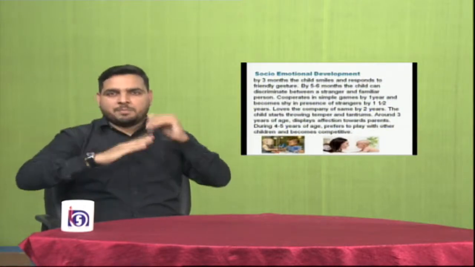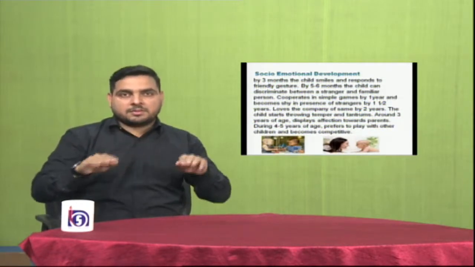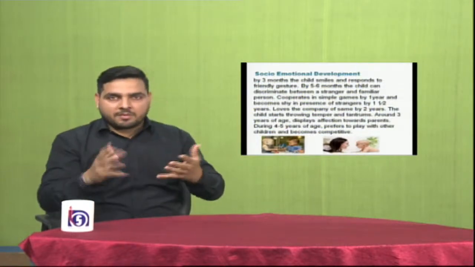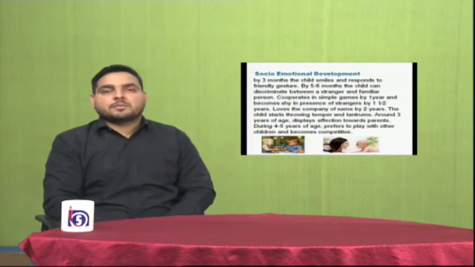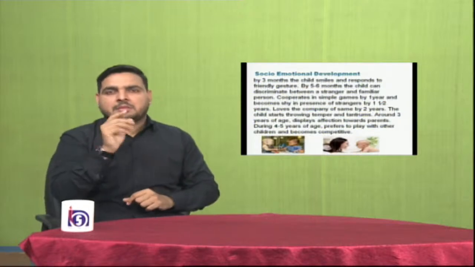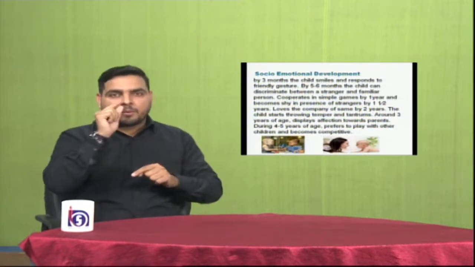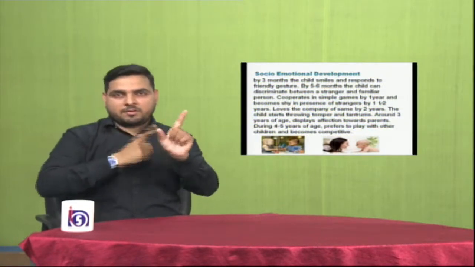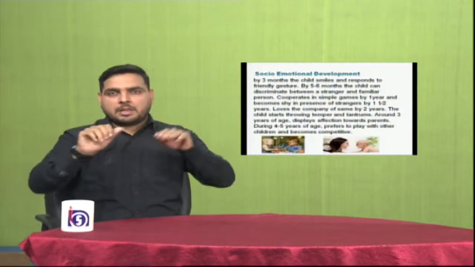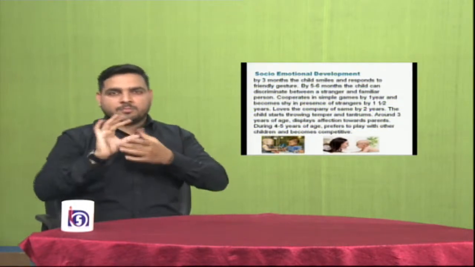By 1 or 1.5 years, they start loving the company of the same age. By 2 years, the child starts throwing temper tantrums. Around 3 years of age, displays affection towards parents. During 4 to 5 years of age, prefers to play with other children and becomes competitive.